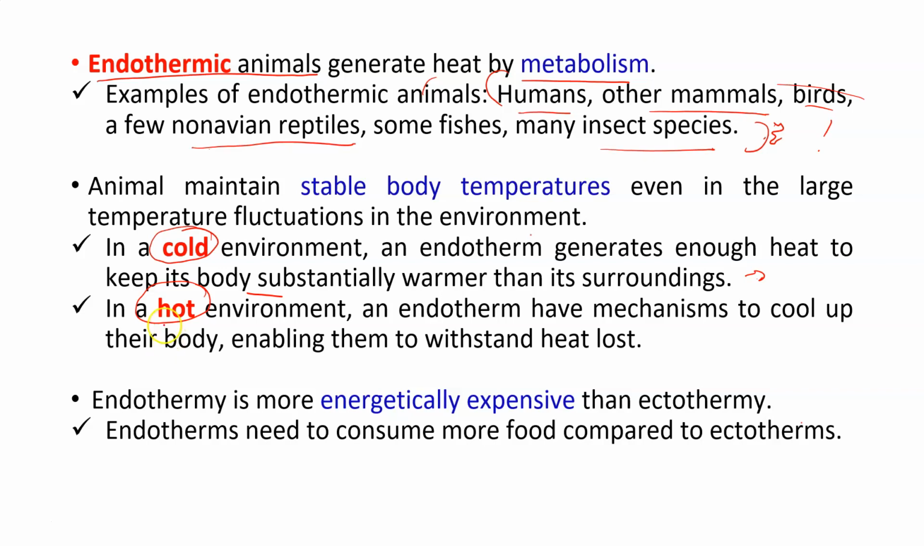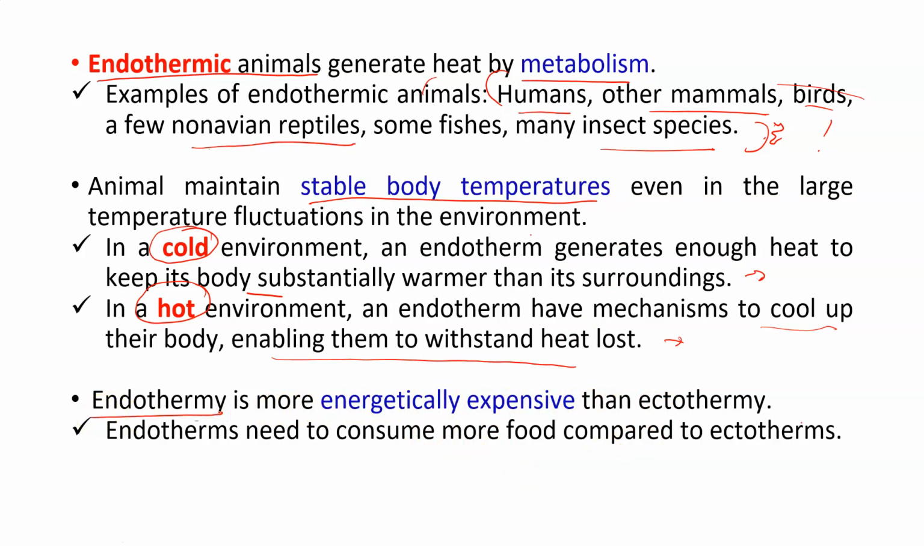Okay, so kalau suhu kat luar panas, kan, so endotherms may have mechanisms to cool their body, enabling them to withstand heat, such as, for example, sweating, kan. Or for animals like dogs, they will pant, julurkan lidah keluar, kan, to increase surface area so that evaporation occurs. Okay, so those are the different mechanisms of endothermic animals to maintain a stable body temperature.